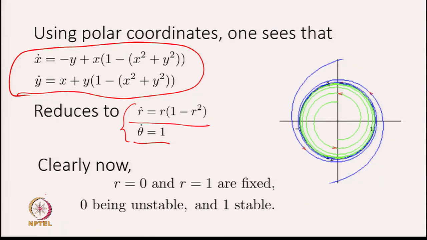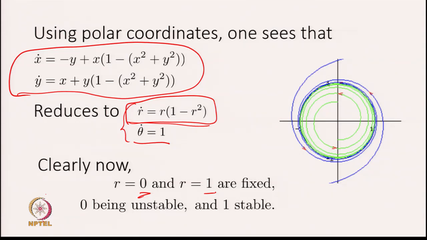Now, one can clearly see that this looks like a one-dimensional equation for the radial coordinate, and when considering this one-dimensional equation, I've got two fixed points. These are actually two fixed circles, if you like. One of them has got radius 0, so it's just a point, and the other one has got radius 1, and both these are fixed circles, if you like.